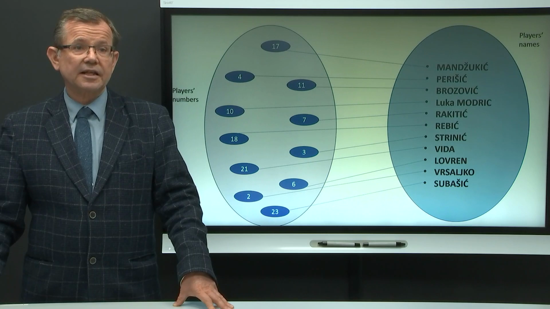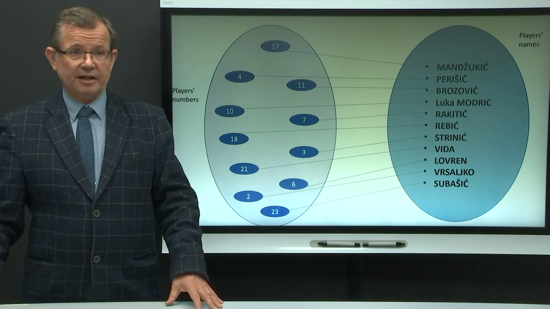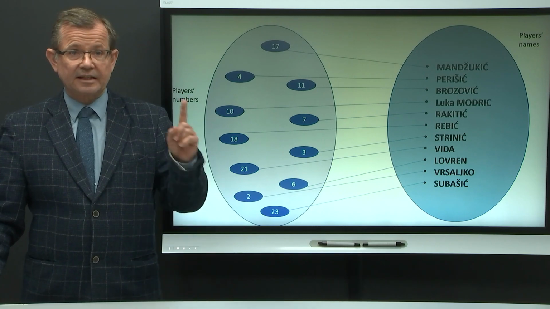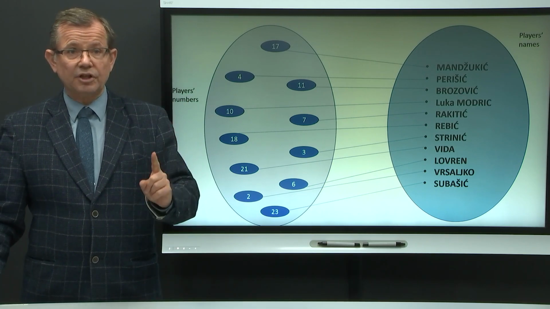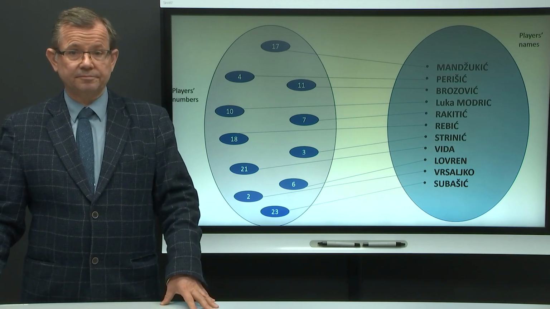Let us look next at the mapping of the blue team numbers to the blue team players' names. In this case, exactly one member is assigned to each member in the set of numbers, and the mapping is a function.